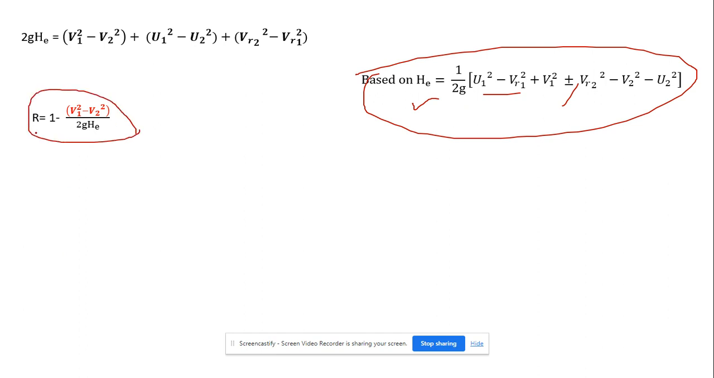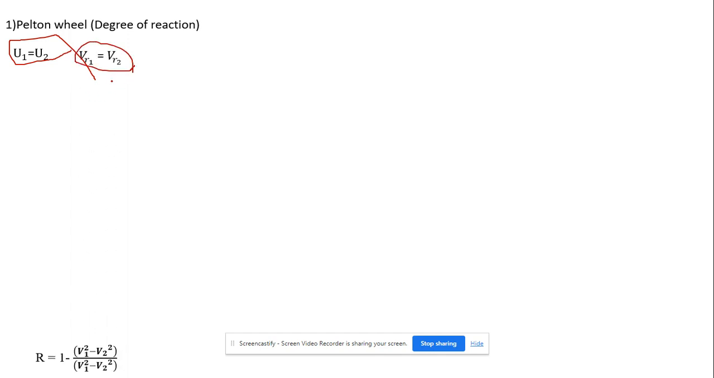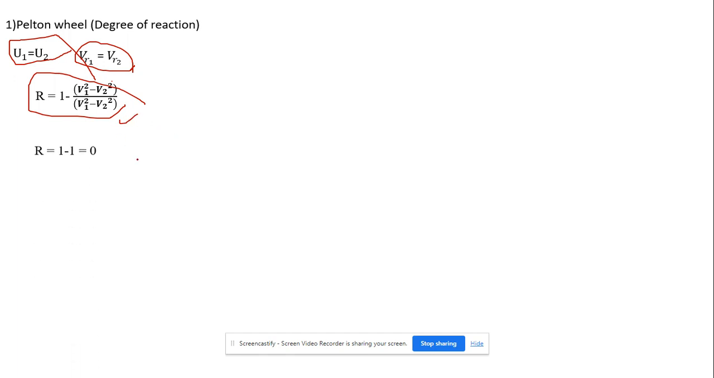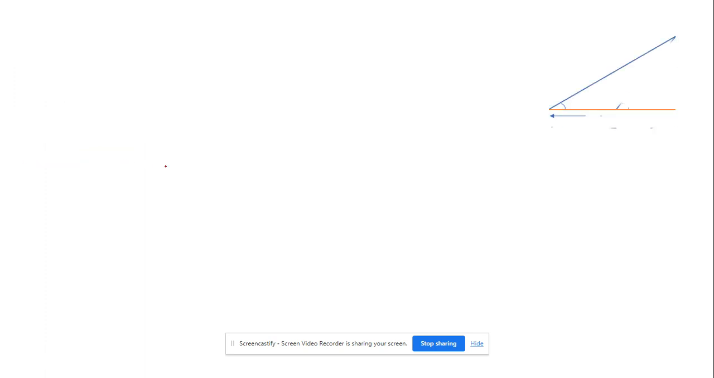For a reaction turbine, R is equal to 1 minus (V1 square minus V2 square) by 2ZHE. For the Pelton wheel, we know that U1 is equal to U2 and VR1 is equal to VR2, so that we obtain R is equal to 1 minus (V1 square minus V2 square) by (V1 square minus V2 square). So the degree of reaction for the Pelton wheel is 0.